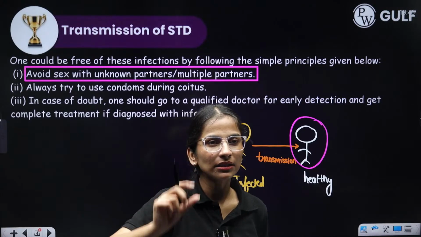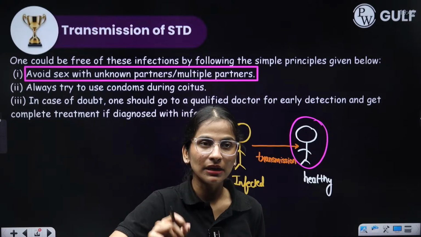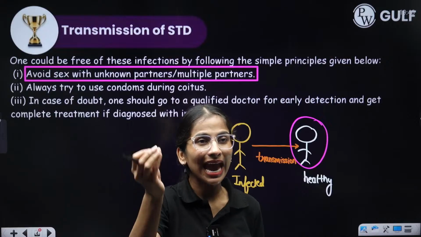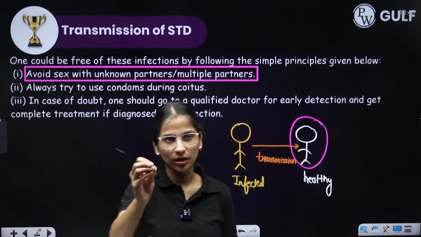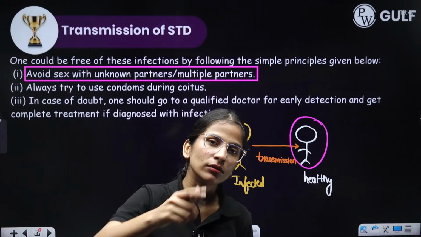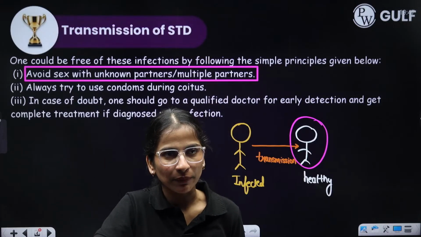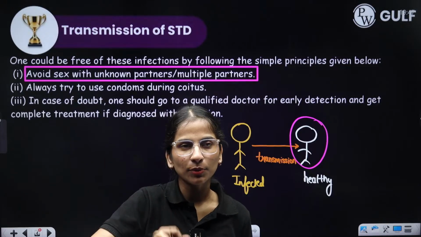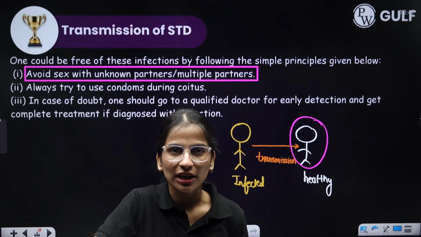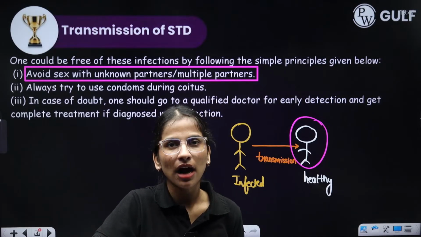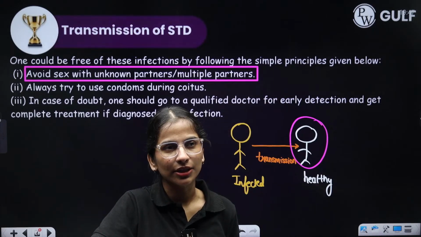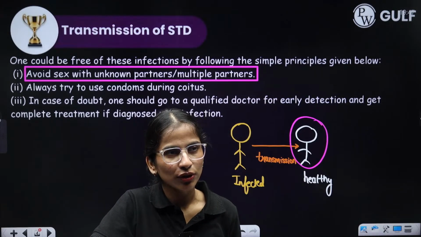Second thing, the multiple partner thing is that when you have multiple partners, one or many of them can be carrying an STD, a particular pathogen which can be transmitted to you, right? And then you can also start transmitting to other people. So that is the concept of multiple partners. So you should completely avoid any kind of sexual contact with unknown partners, whom you don't know and are not sure whether the person has any STD or not, and multiple partners also should be avoided.